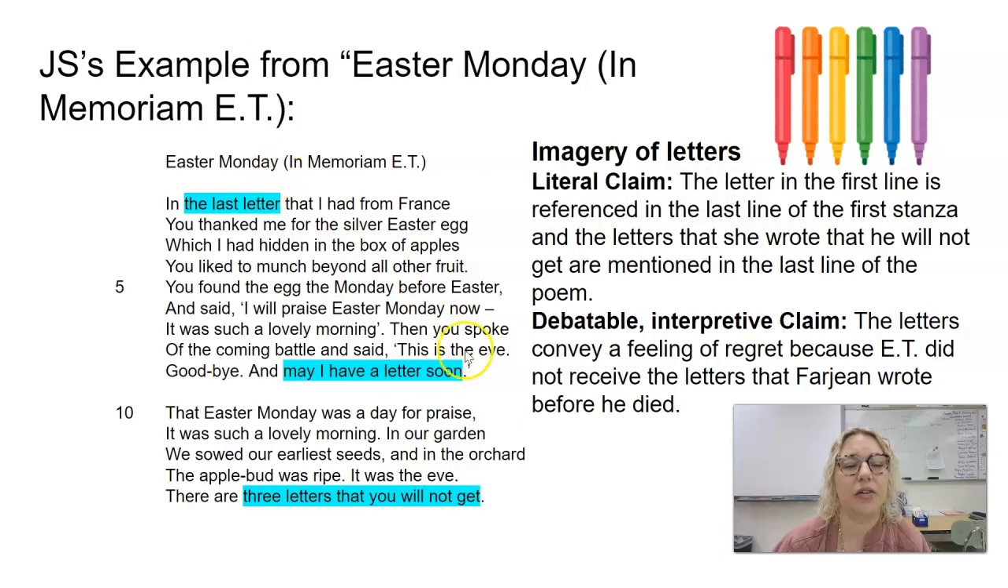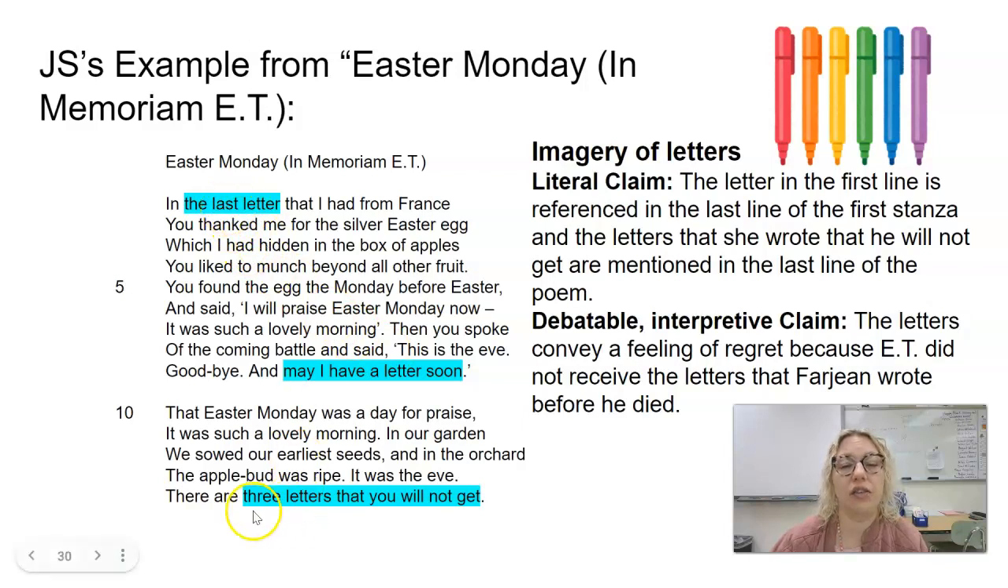First of all, the last letter, "may I have a letter soon," and 3 letters that you will not get. The letter in the first line is referenced in the last line of the first stanza. And the letters that she wrote that he will not get are mentioned in the last line of the poem. So there's my literal claim. It's interesting because there is a pattern, right? They're referenced, in fact directly quoted from, at the end of the first stanza, and that letter that's referenced was mentioned in the first line.